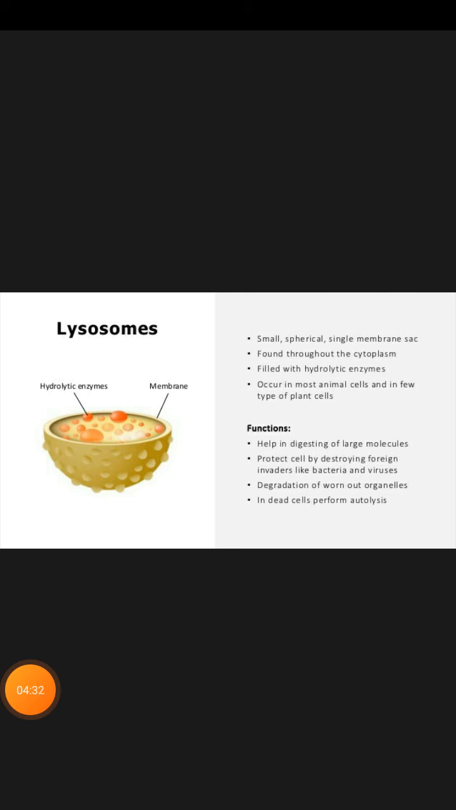Next one is lysosome. It is also called suicidal bag because it helps in digestion of large molecules. It is filled with hydrolytic enzymes, mostly occurs in animals and few types of plants.